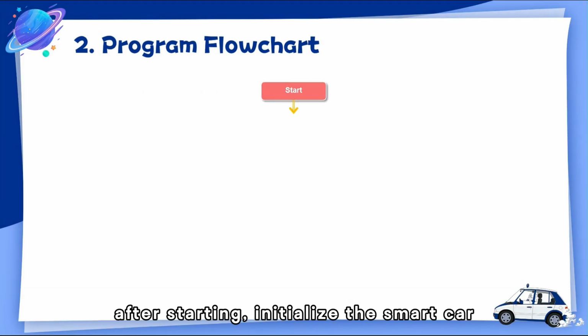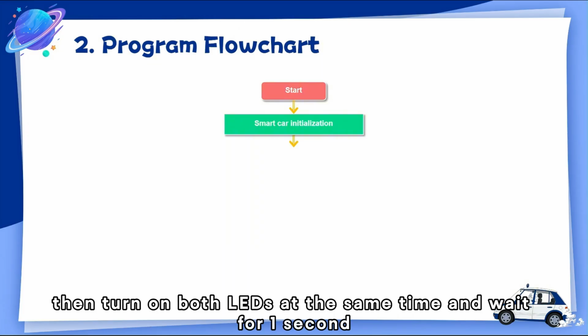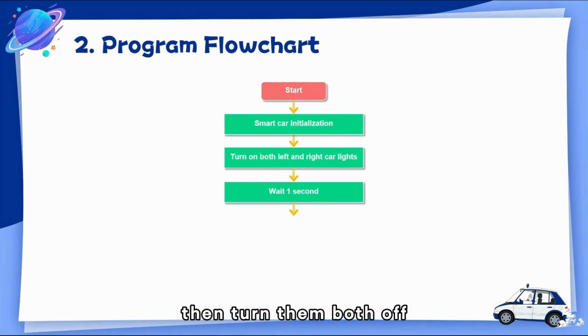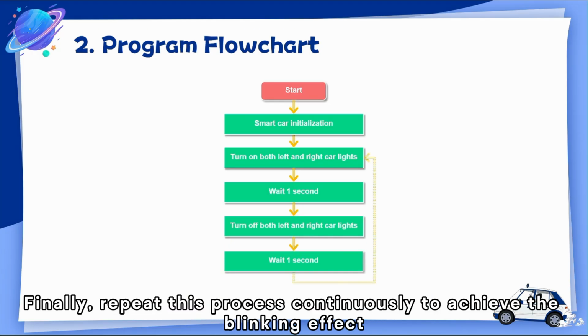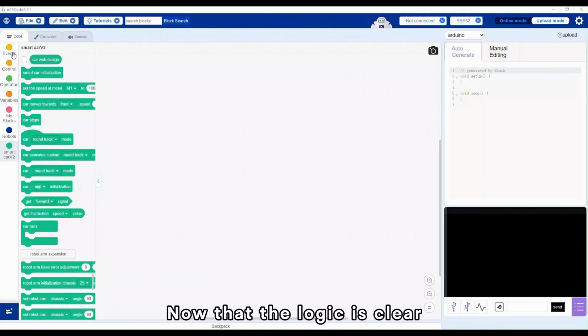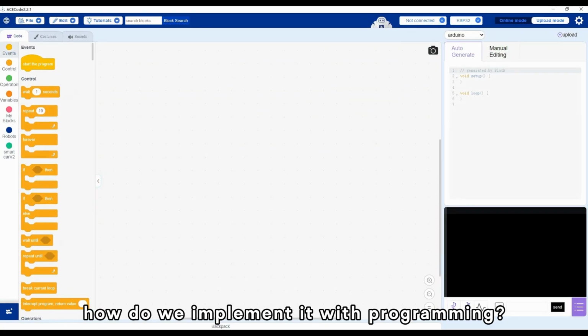After starting, initialize the smart car. Then turn on both LEDs at the same time and wait for 1 second. Then turn them both off and wait for another 1 second. Finally, repeat this process continuously to achieve the blinking effect. Now that the logic is clear, how do we implement it with programming?